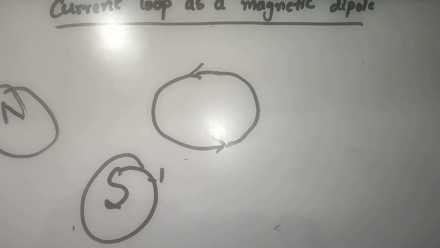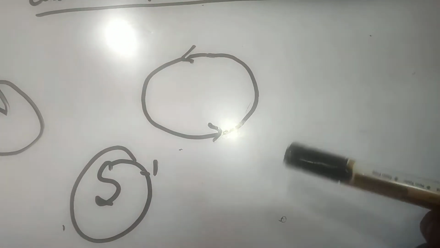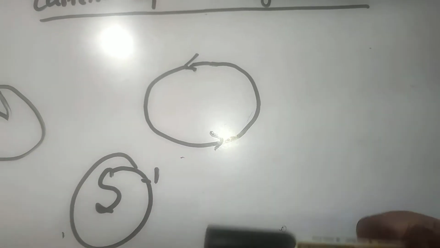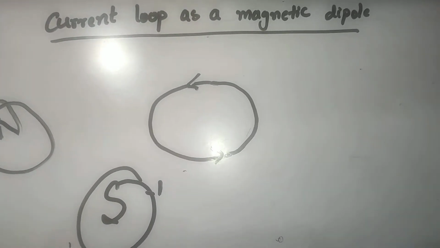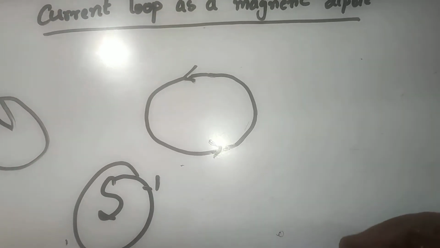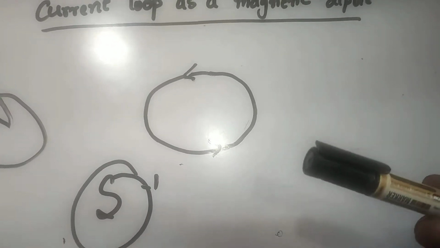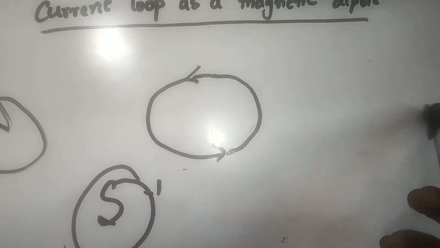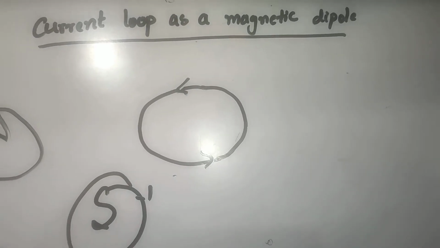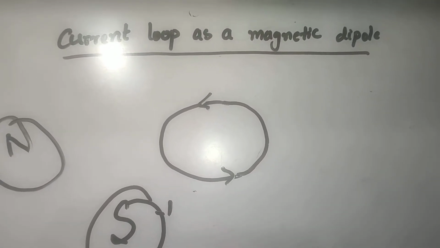It means the current carrying loop, if we view from the upper face, is showing the anti-clockwise direction of current, so it behaves as a north pole, and the lower face acts as a south pole. Since it is representing north and south pole both, it is acting as a dipole. So that is why a current loop behaves as a magnetic dipole.